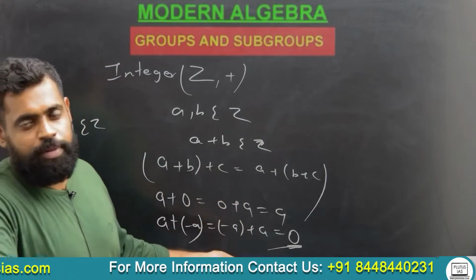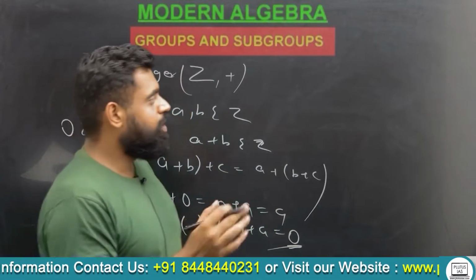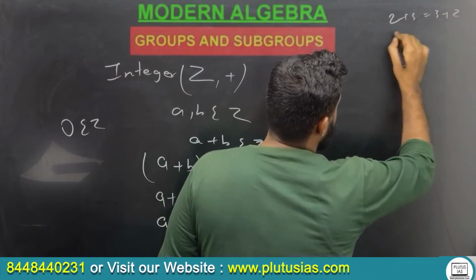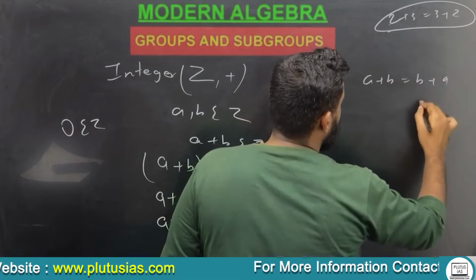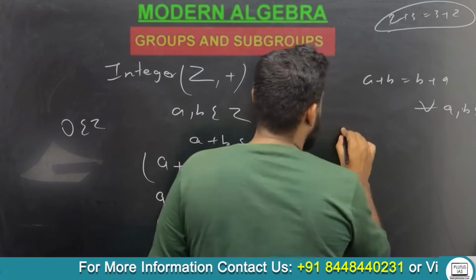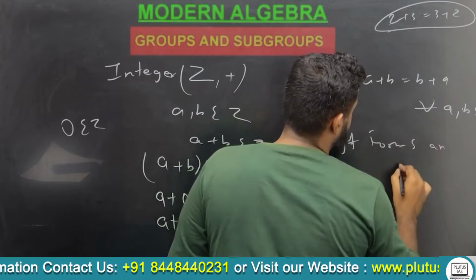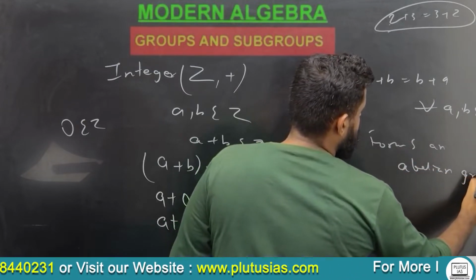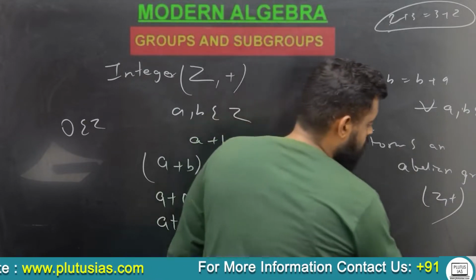Does it form an abelian group? Yes, it forms an abelian group. Addition of two integers is commutative in nature. You can say that 2 plus 3 is equal to 3 plus 2 in the case of integers. So a plus b is equal to b plus a for all a, b belonging to Z. So it forms an abelian group, that is (Z, +).